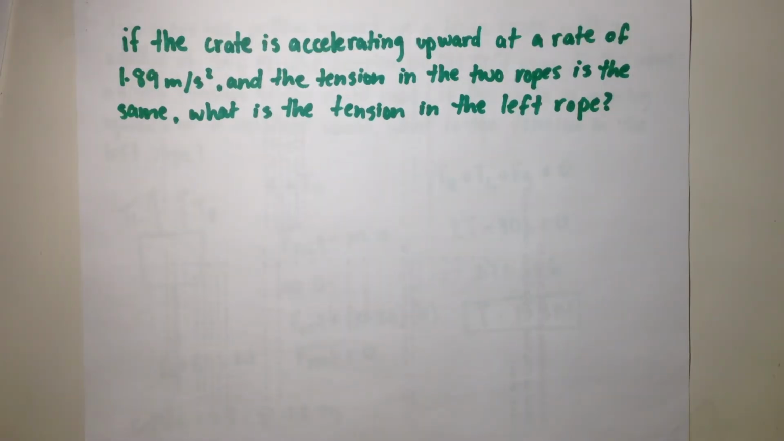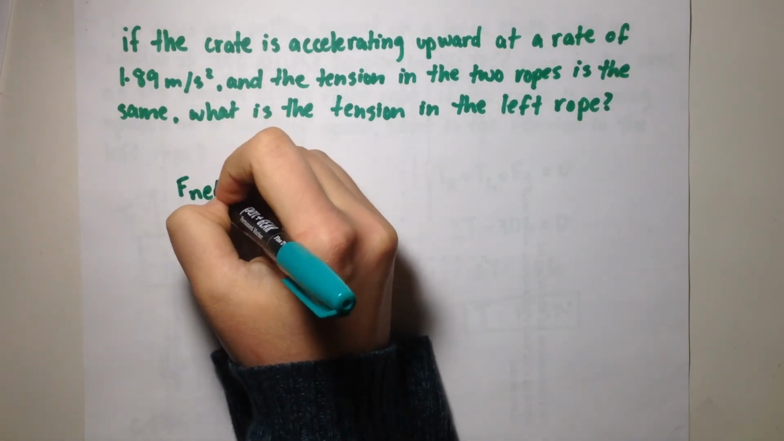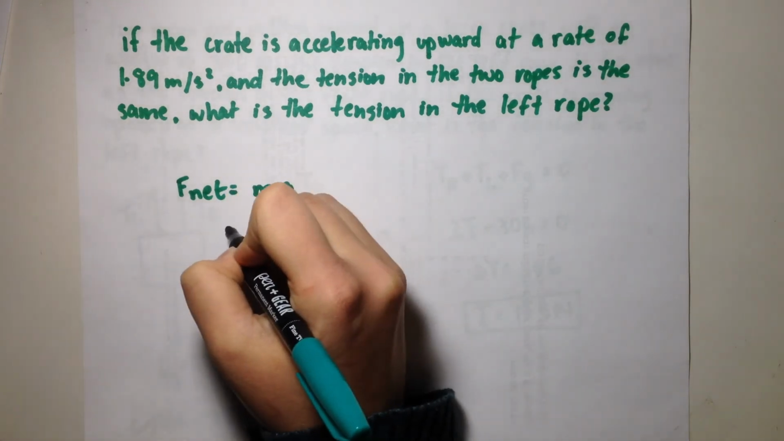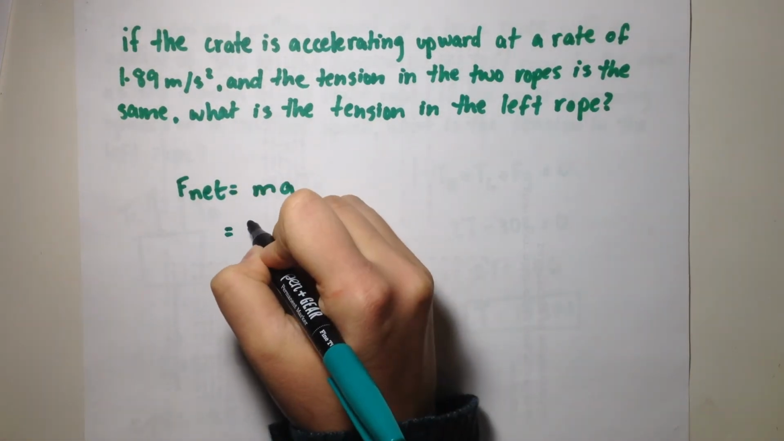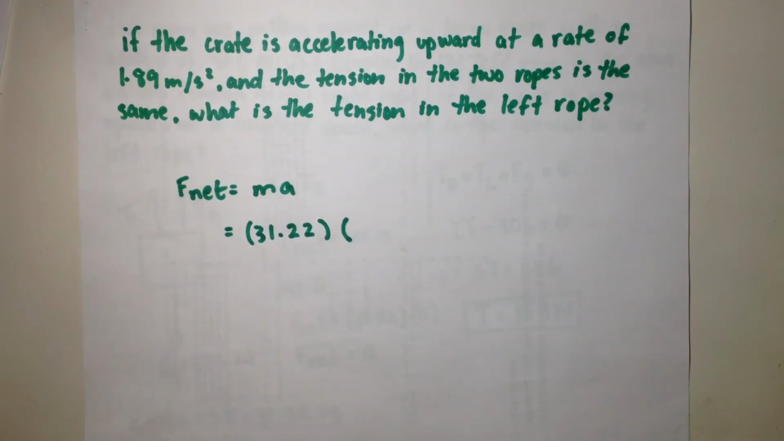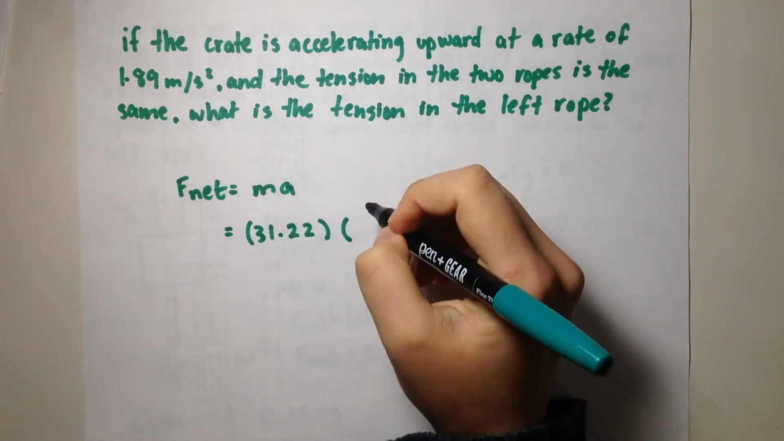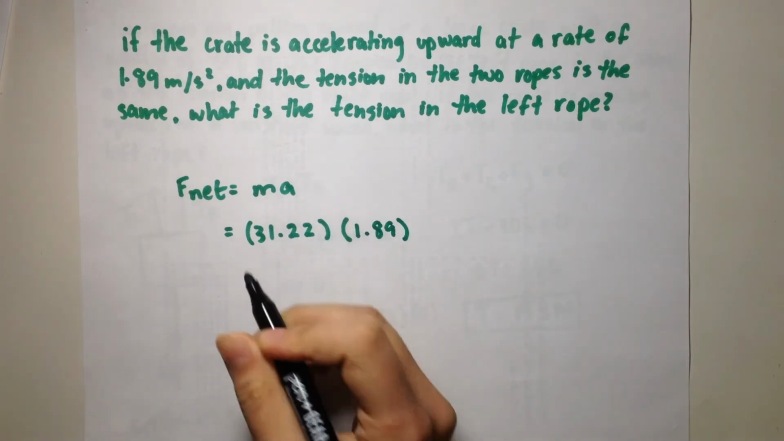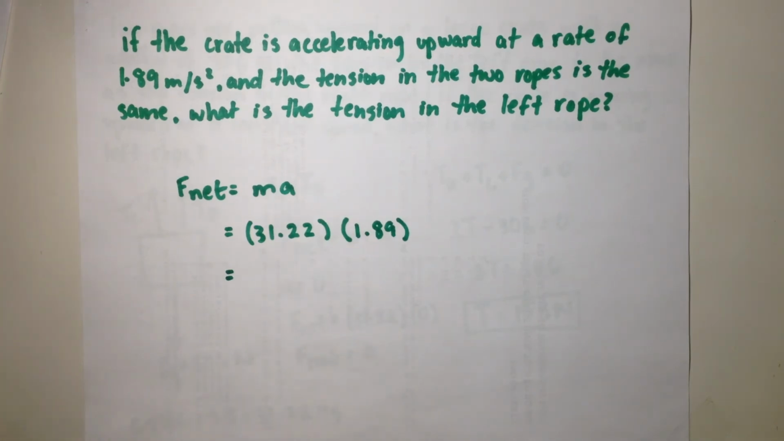The second part of this question asks, if the crate is accelerating upward at a rate of 1.89 meters per second squared and the tension in the two ropes is the same, what is the tension in the left rope? So we can apply the same formula, F net is equal to MA, and this time acceleration is not 0, it's actually a number. So this is equal to the mass, which we figured out before to be 31.22, and the acceleration is 1.89 meters per second squared. So we know that since it's positive, it's upward. So we can multiply these two and get 59.01.